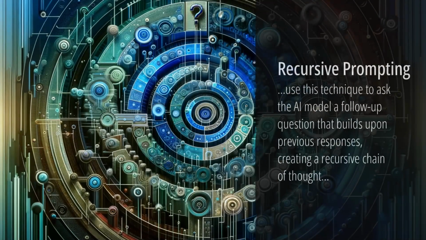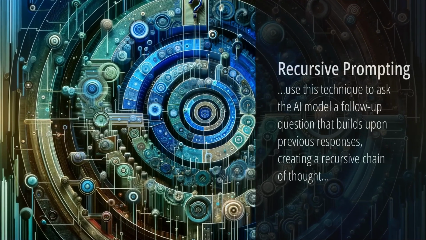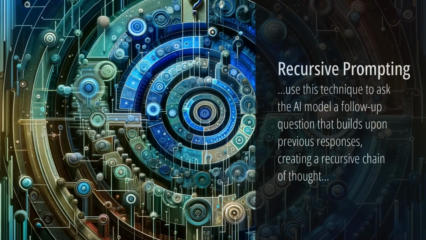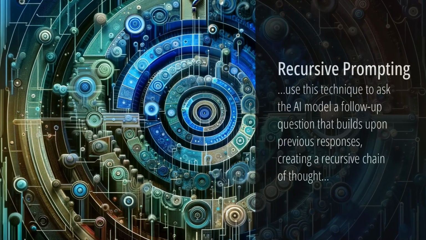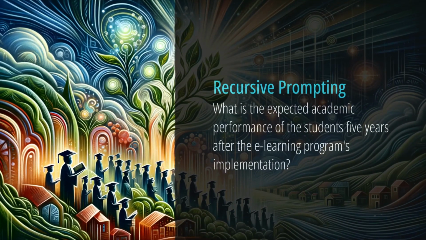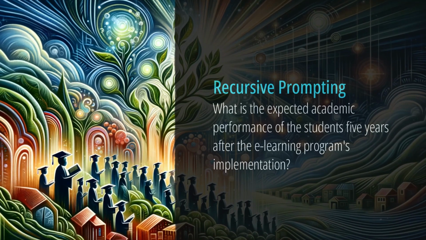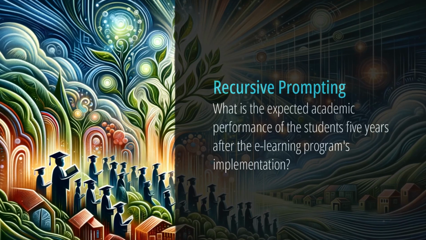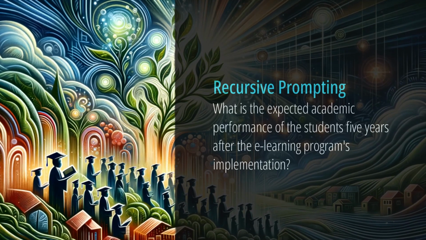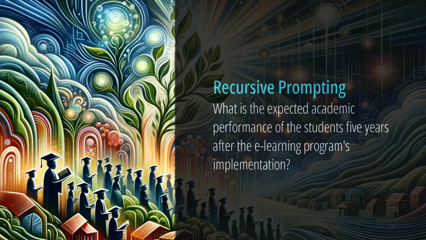Recursive prompting comes to the rescue. You can use this technique to ask the AI model a follow-up question that builds upon previous responses, creating a recursive chain of thought. In this scenario, you might start by asking, what is the expected academic performance of the students 5 years after the e-learning program's implementation? The AI model, drawing from its knowledge, might respond with insights into how the program is likely to affect academic performance, considering factors like student engagement, teacher quality, and community support.